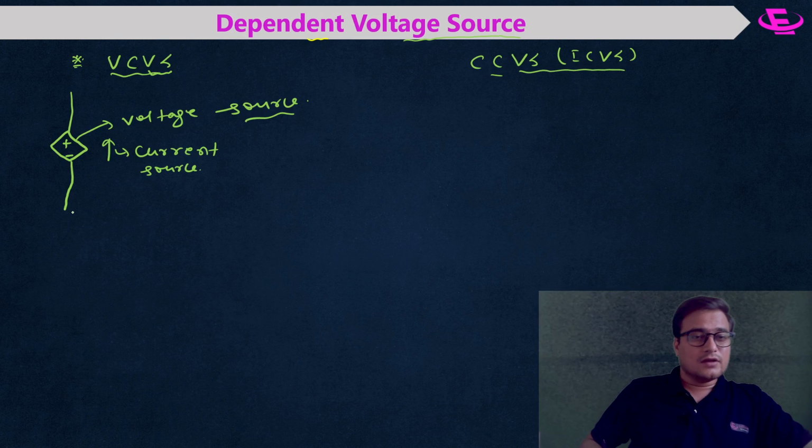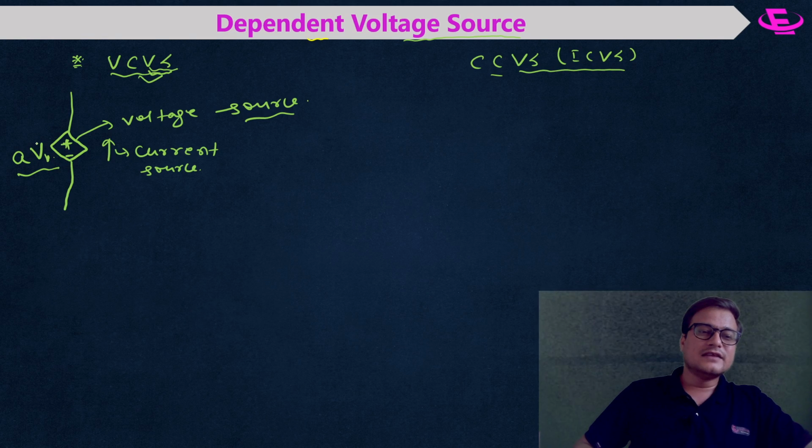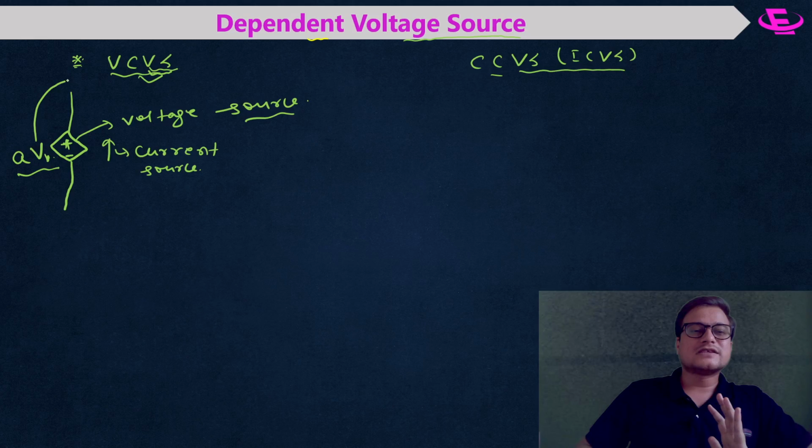Now, what I told you, there are two types of sources. One is voltage controlled voltage source. How can you recognize it? Through the plus minus terminal, you can say this is a voltage source. Now if it is written like A into V1, that means this V1 is the voltage of another branch. So here you can say that it is voltage controlled, that means it is dependent upon voltage.